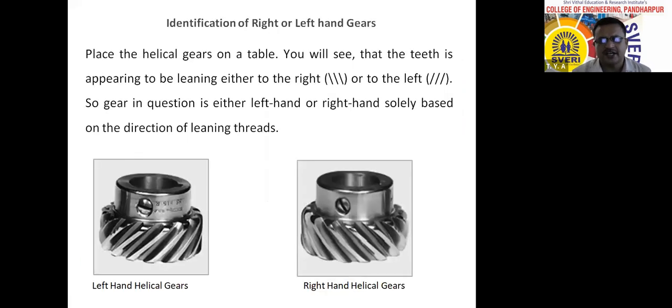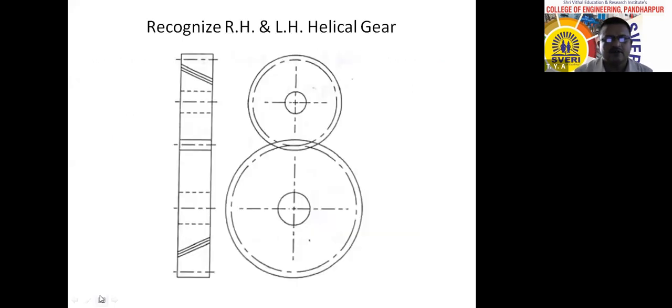Now we have seen right hand helical gear and left hand helical gear also. If the inclined lines, or the teeth, are inclined towards the right hand side, then it is known as right hand helical gear. If teeth are inclined towards the left hand side, it is known as left hand helical gear. Always remember, when two helical gears are in contact with each other, a right hand helical gear is in contact with a left hand helical gear.